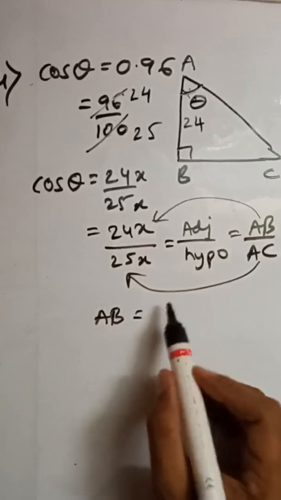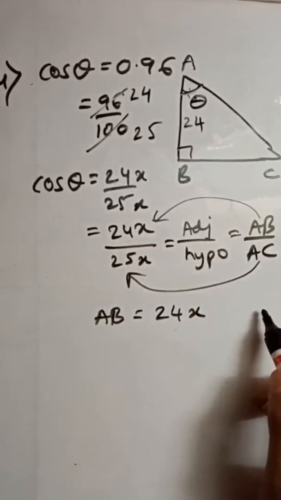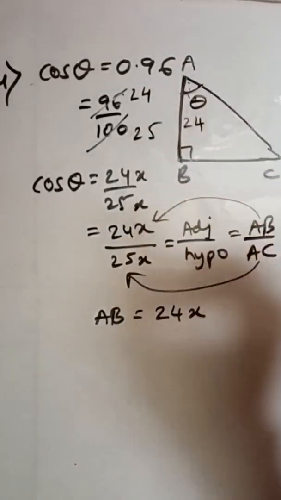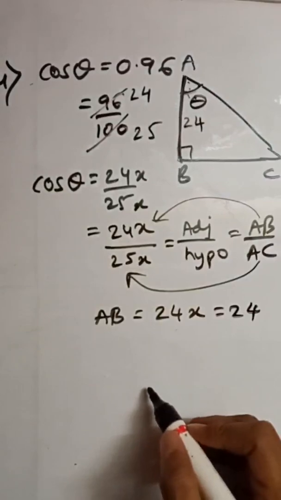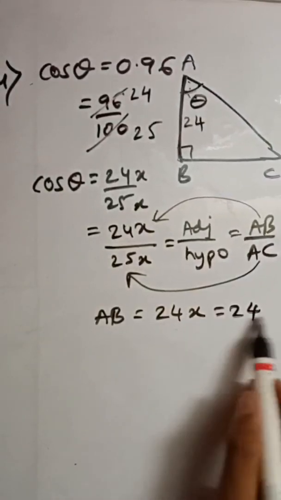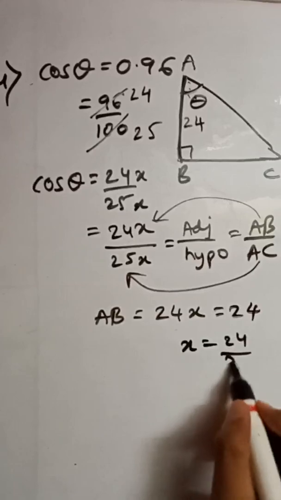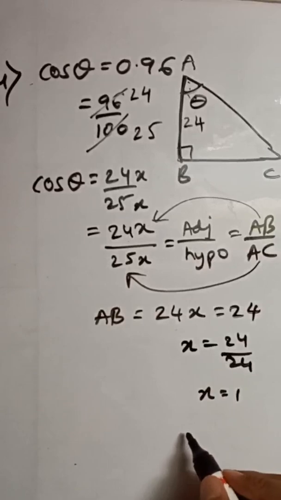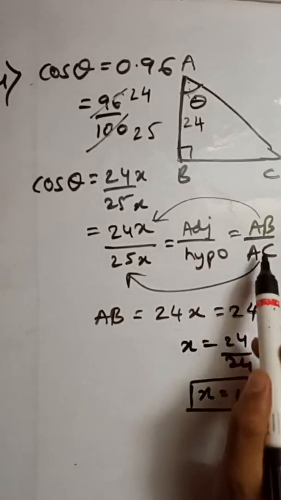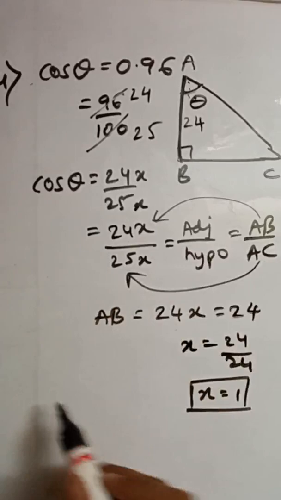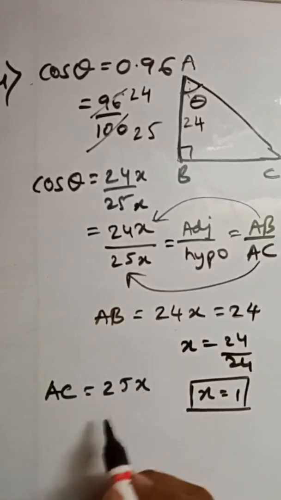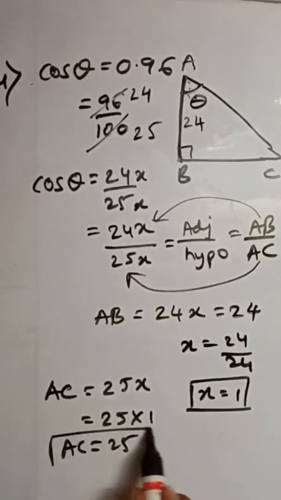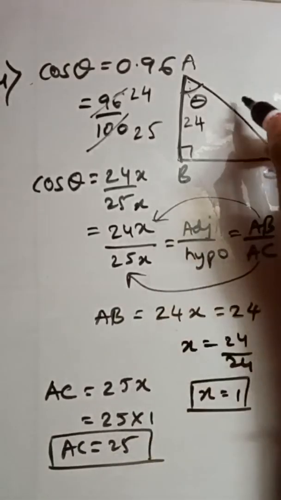So AB is 24x. But in the question it is already given that AB is 24. So 24x equals 24. That means x will be 24 upon 24, that means x is 1. Okay, I got x as 1. Now what is AC? AC is 25x. So AC is 25 into 1, that is 25. AC is 25.